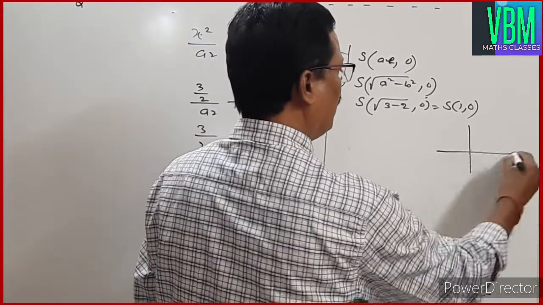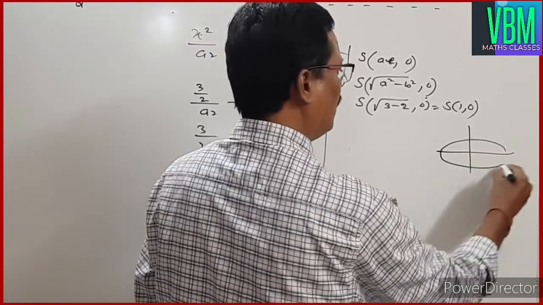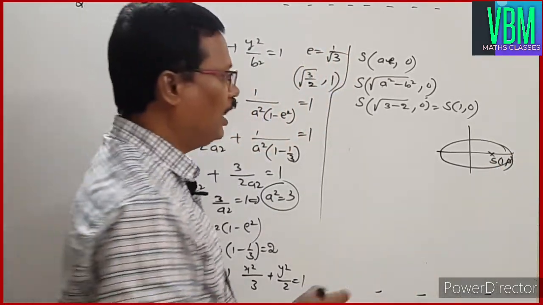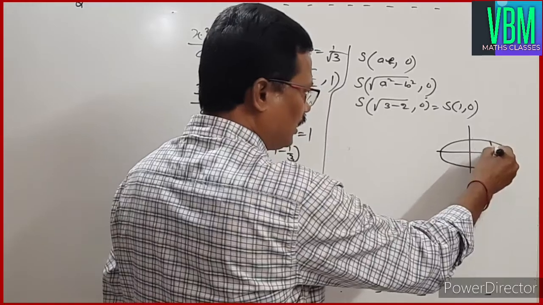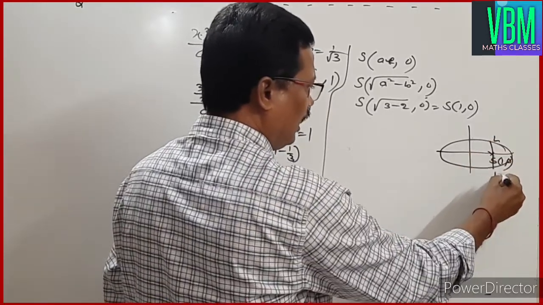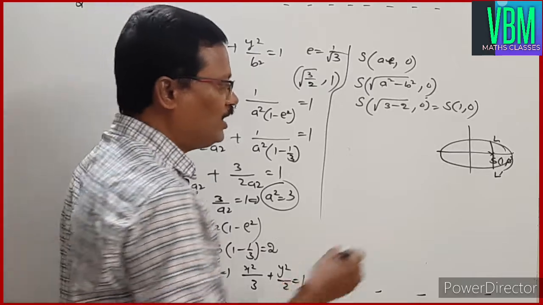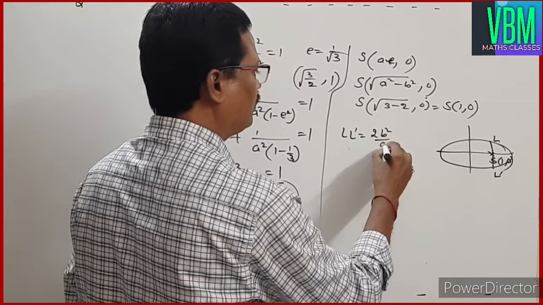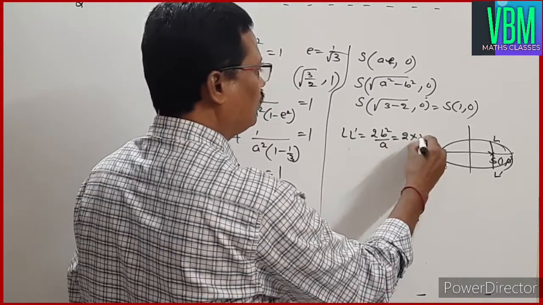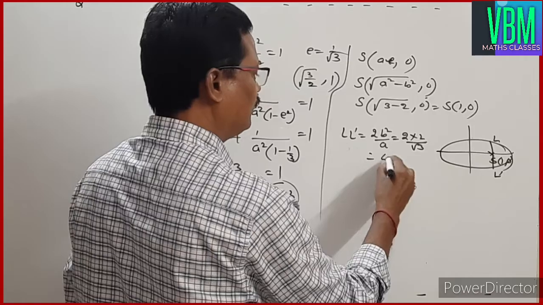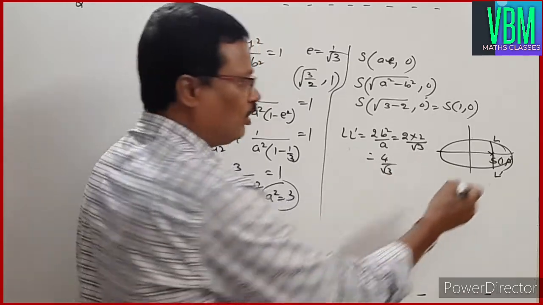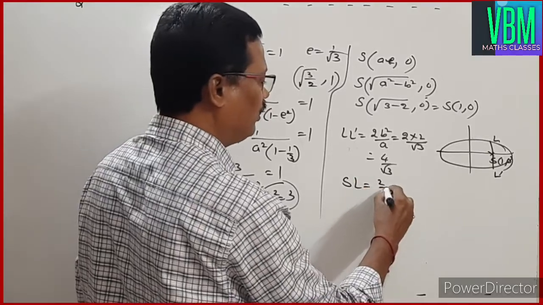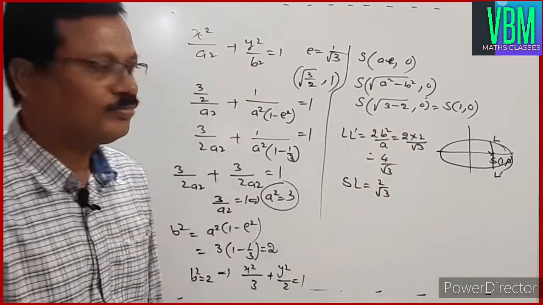Now, if we see the ellipse diagram, this is the ellipse diagram. Focus S is (1, 0). And if we draw the latus rectum, this is L and L dash. What is the length of the latus rectum? L L dash is 2b square by a. That is 2 into 2 by root 3, which is 4 by root 3. Then total length is 4 by root 3. What is SL? SL is 2 by root 3, half of this latus rectum.